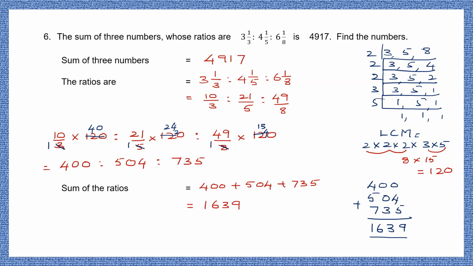We are going to use this, and we are going to use the sum of the 3 numbers, which is 4917, to find our numbers. So let's start. The first number will be, from the ratios we take 400 divided by 1639. This is the sum of the ratios. Multiply it with the number that is given to us in the beginning, which is the sum of 3 numbers.